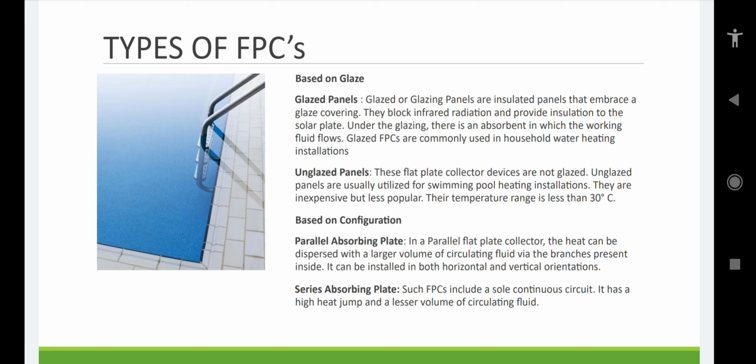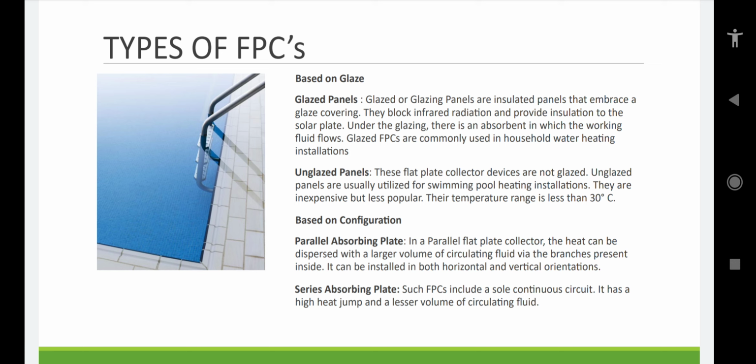And one more thing is, based on configuration, we have parallel absorbing plate and series absorbing plate. Glazed or glazing panels are insulated panels that embrace a glaze covering, and they block infrared radiation and provide insulation to the solar plate. Under the glazing, there is an absorbent in which the working fluid flows. Glazed flat plate collectors are commonly used in household water heating installations.